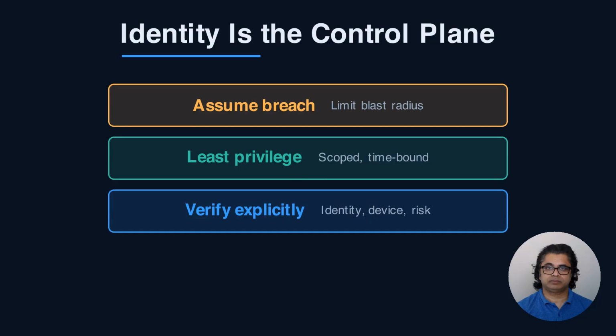In Azure, that means Microsoft Entra ID, formerly Azure Active Directory, sits in front of nearly everything. Three principles drive it. Verify explicitly using identity, device state, location, and risk signals. Use least privilege, so a compromised token grants almost nothing. And assume breach, designing so one foothold does not become lateral movement. Everything that follows is just these three ideas applied to concrete Azure services.